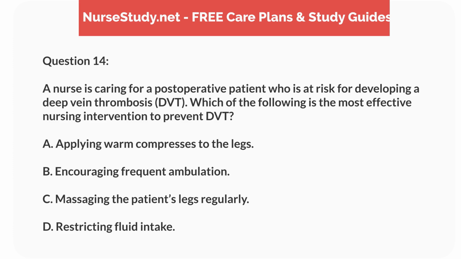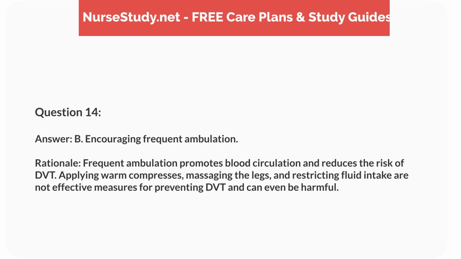Question 14. A nurse is caring for a postoperative patient who is at risk for developing a deep vein thrombosis, DVT. Which of the following is the most effective nursing intervention to prevent DVT? A. Applying warm compresses to the legs. B. Encouraging frequent ambulation. C. Massaging the patient's legs regularly. D. Restricting fluid intake. Answer. B. Encouraging frequent ambulation. Rationale: frequent ambulation promotes blood circulation and reduces the risk of DVT.